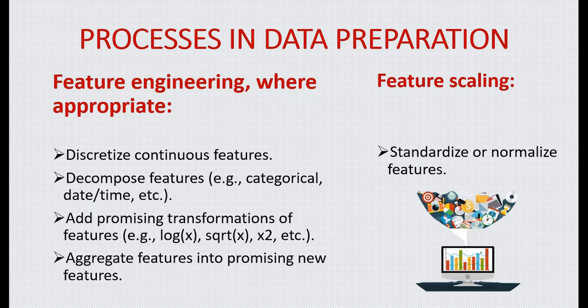The next is feature engineering, and this is a very, very essential step in data modeling, because it could determine how well your model will perform, based on how well you engineer the various features in the data set. And there are various steps in engineering the features. That is, discretize the continuous column, or decompose features. You could also add promising transformations on the features, like using the log of the feature, the square of it, and just the different methods for engineering the features.